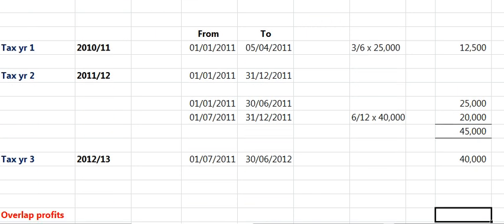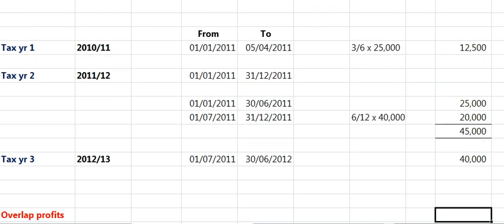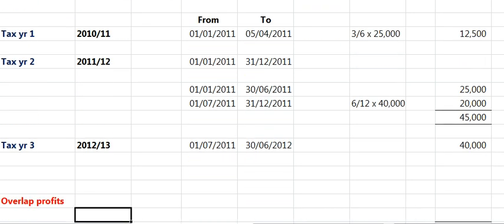Okay, last thing we've got to do is identify the overlap profits. Now, if you remember I said before, this person Peter has an accounting period that ends in June. So you need to count how many months there are from the end of June, starting with July, until the end of the tax year. And that's, if you count your fingers, 9 months. It's easy actually, because you can see it's there, and it's there, adds up to 9.